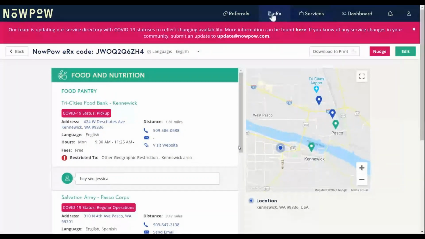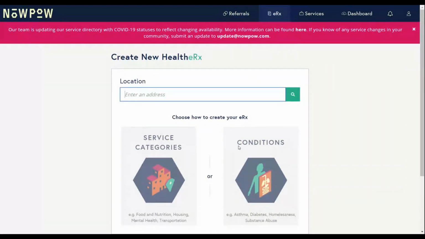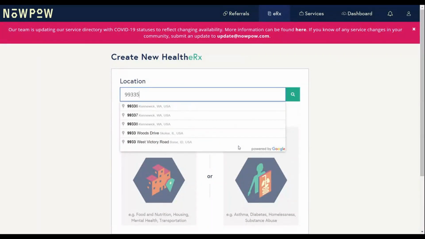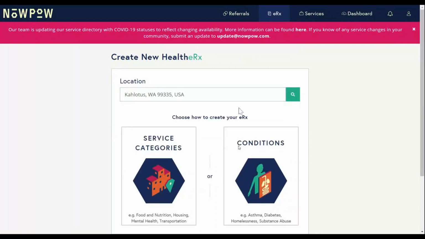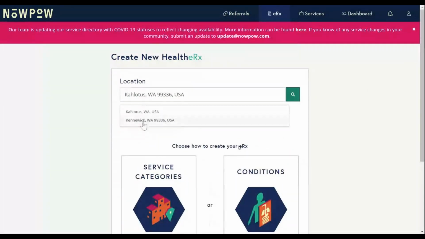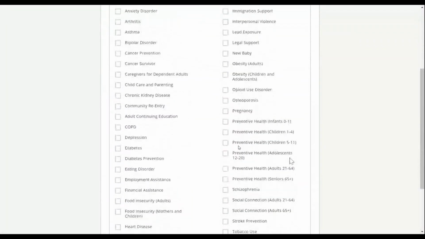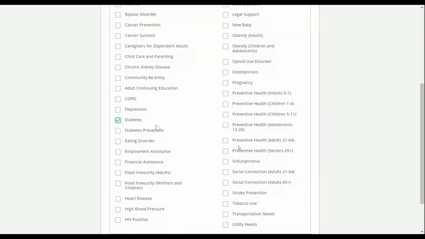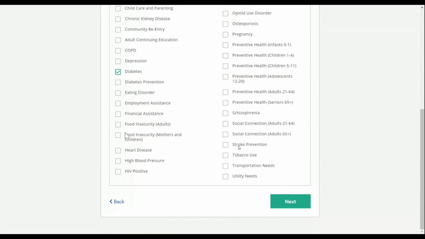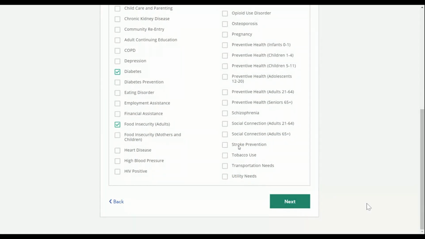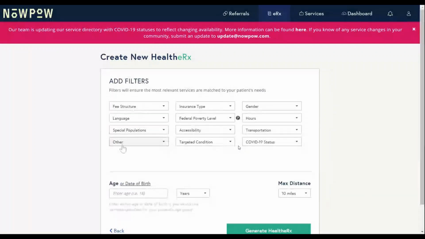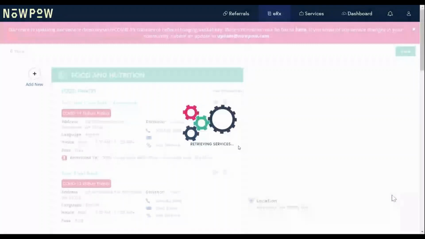Another way that you could complete this is by doing it based on conditions. Oops, let me put the correct zip code in. Okay. So if you know that your patient has any of these conditions that are listed here, you can go and find them. So let's say, for example, they have diabetes, and then once again, they also have food insecurity. You could click next. Once again, do the same filters that would come up, and you would get that list again of different things.